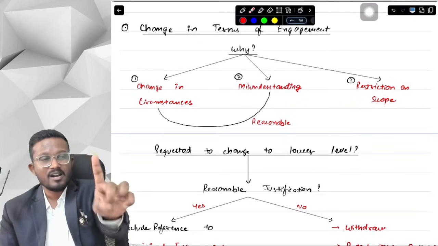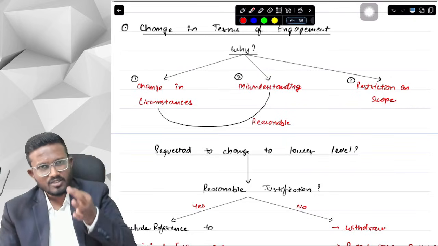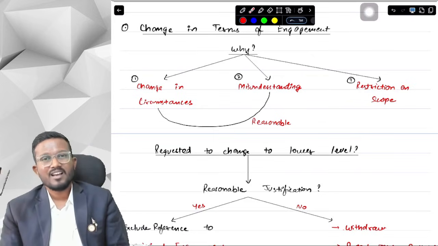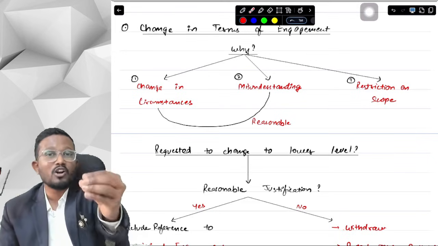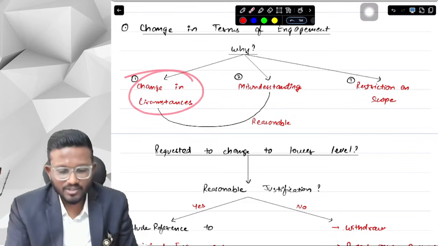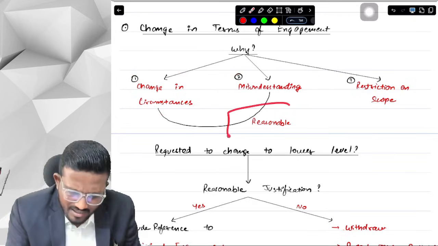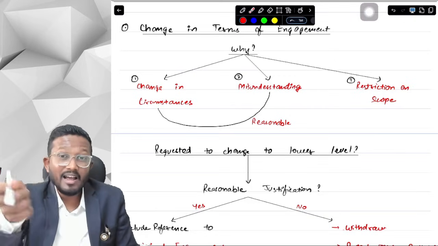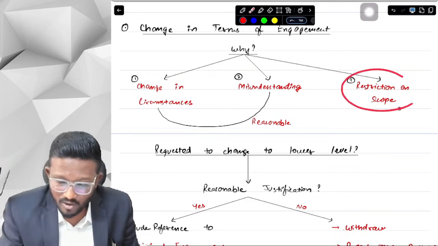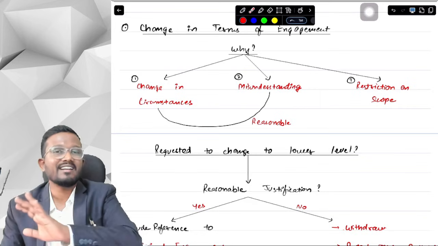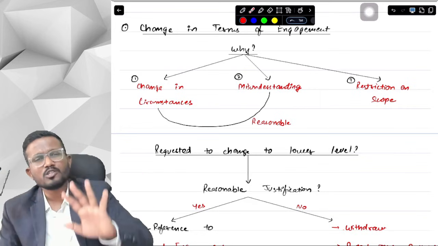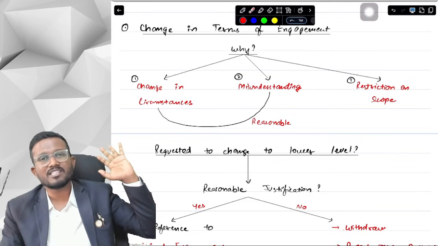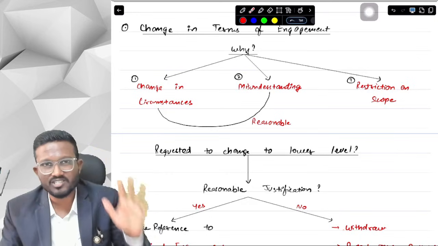So what it says, whenever management requests us for the change in terms of engagement, we need to see whether there is any reasonable justification for doing so. If there is any change in circumstances or if there was any misunderstanding, then it can be considered, yes, these are reasonable justification for accepting the change in terms of engagement. But if management wants to change the terms of engagement because it wants to put a restriction on my scope, then that is not a reasonable justification. Or if management wants to provide me incomplete information or incorrect information, then that is not a reasonable justification for accepting the change in terms of engagement. Then I will not accept the change in terms of engagement.